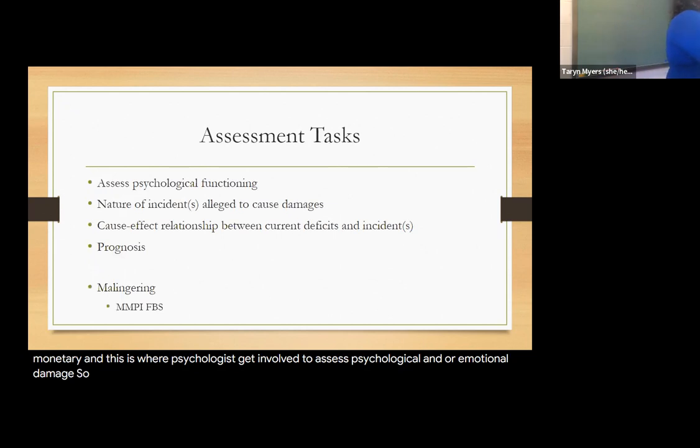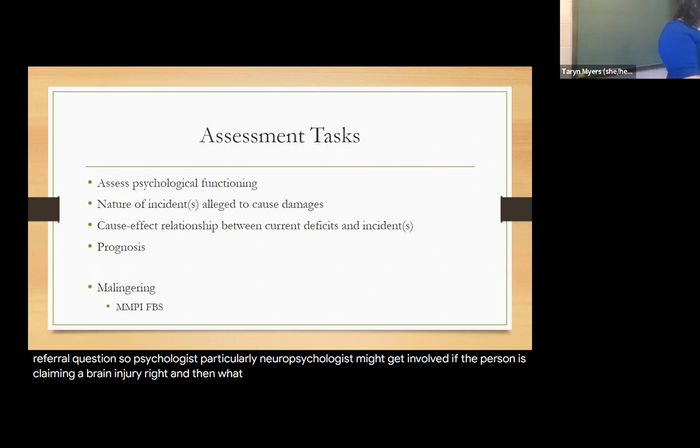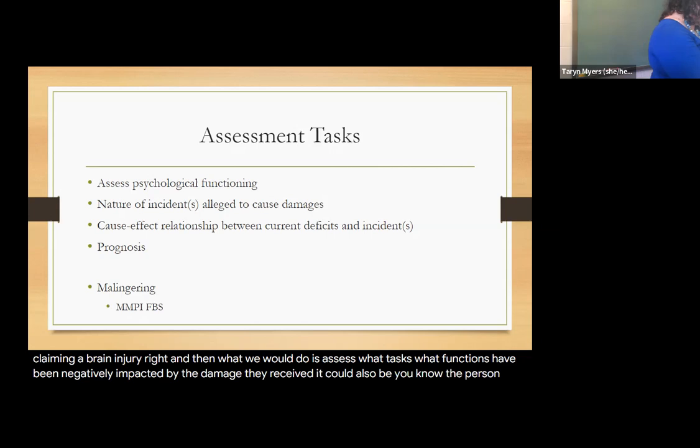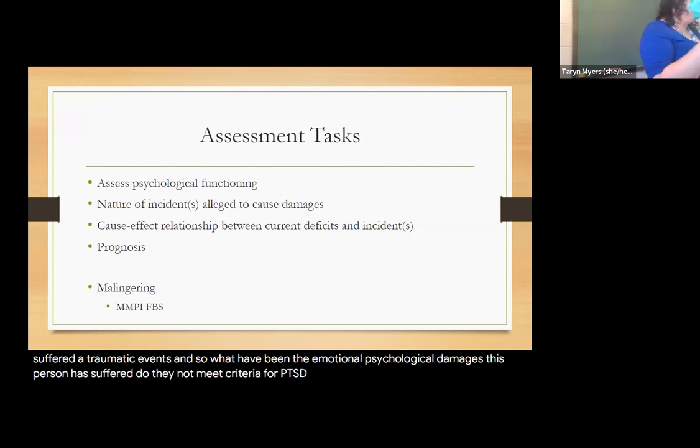And so what your assessment is going to be here is going to vary dramatically based on the referral question. So psychologists, particularly neuropsychologists, might get involved if the person is claiming a brain injury, right? And then what we would do is assess what tasks, what functions have been negatively impacted by the damage they received. It could also be the person suffered a traumatic event. And so what have been the emotional, psychological damages this person has suffered? Do they now meet criteria for PTSD or depression, right?